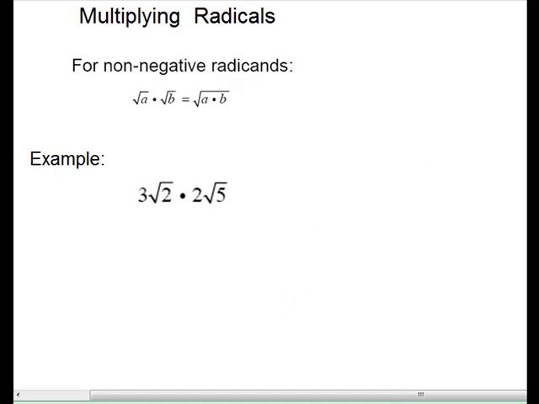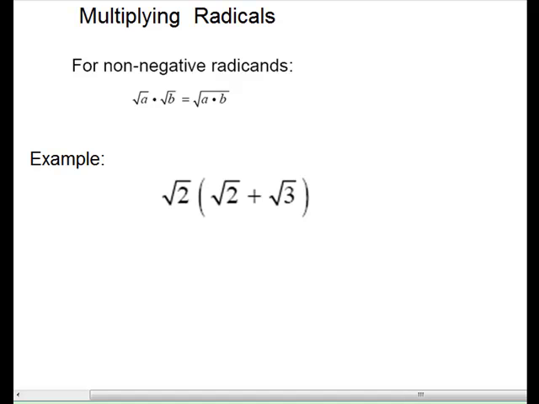Let's look at another example. 3 times the square root of 2 times 2 times the square root of 5. You will just multiply the numbers that are on the outside of the radical. 3 times 2 is 6. And then multiply the numbers that are underneath the radicals. 2 times 5. And those are not going to break down, so we have 6 times the square root of 10.